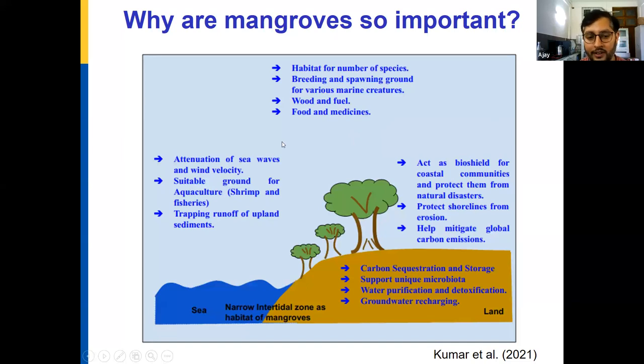And recently, there has been increasing evidence in support of their role against different natural disasters, including tsunami and floods, because of their extensive root systems, secondary root systems, particularly those aerial roots. The network of aerial roots acts as a very important barrier against these waves and protects the coastal community. And recently, they have been a part of NBS, which is nature-based solutions, or what we call nature-based ecological engineering, to prevent natural disasters, or at least to reduce the impact of those natural disasters.